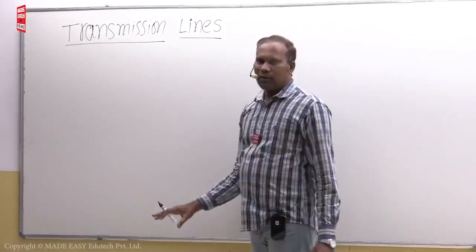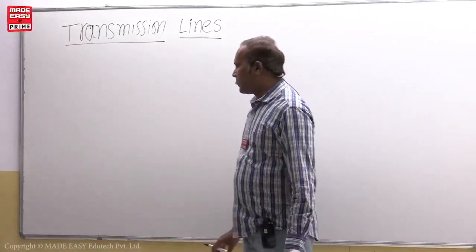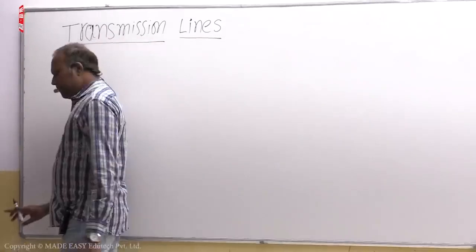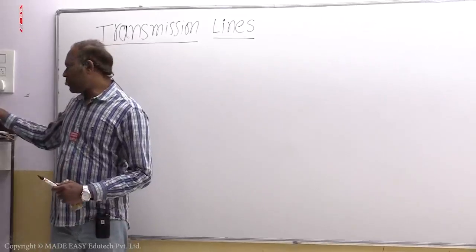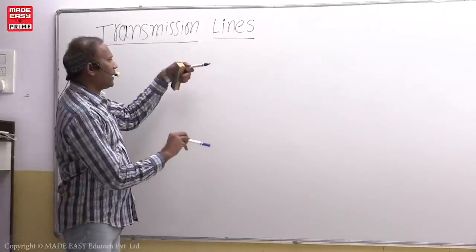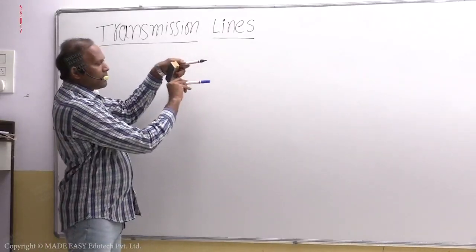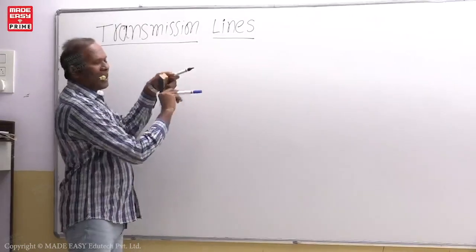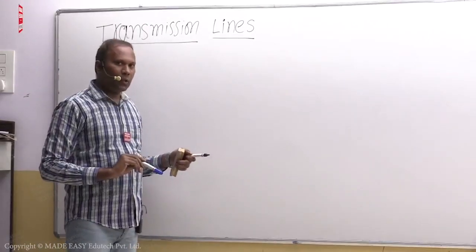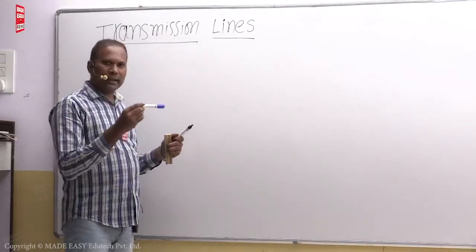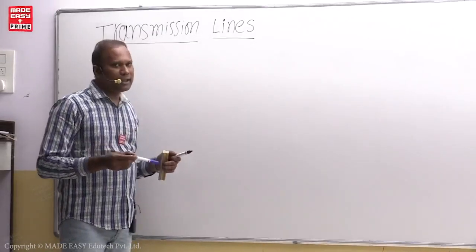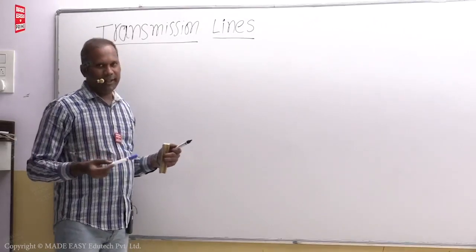So dear friends, now let us start transmission lines. Actually, in electrical engineering, two-wire transmission lines, that means two conductors. So this is one conductor, this is second conductor. In electrical engineering, two-wire transmission lines are used to transfer electrical power from one location to other location at low frequency, called 50 Hz frequency.